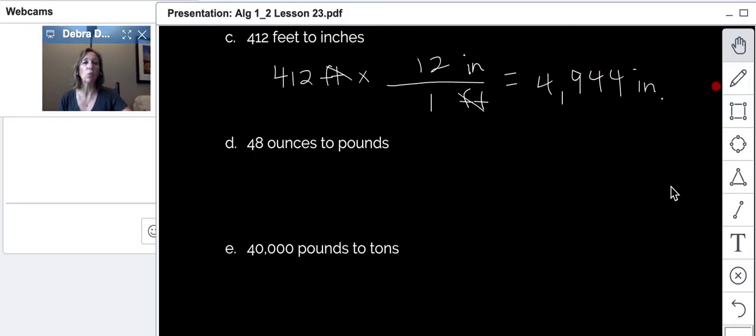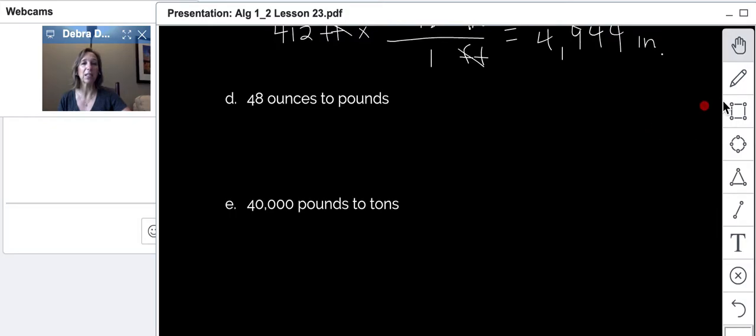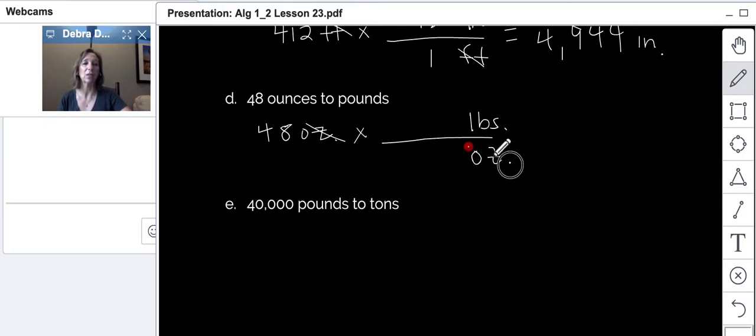Okay, we're going to do weight now. We're going to do ounces into pounds. So we have 48 ounces. Abbreviation for ounces is OZ, into pounds. Did you stop the video? If not, stop it and try it. And we're going into pounds, which is LBS. And we want our ounces on the bottom to be diagonal. So we're going to make those diagonal.